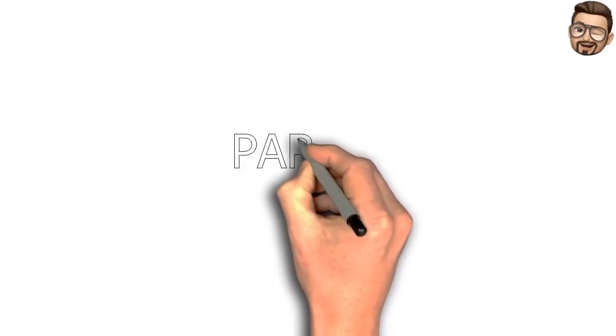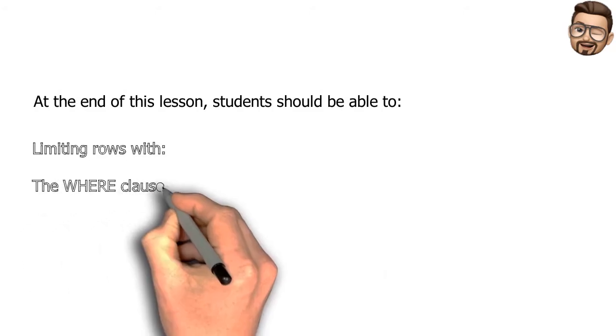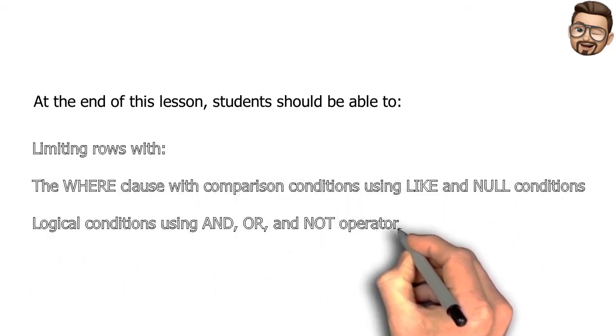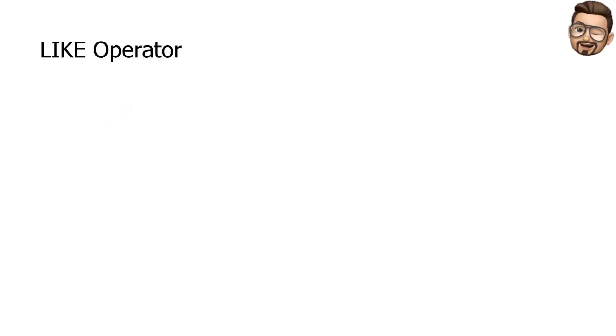At the end of this lesson, students should be able to limit rows with the WHERE clause using comparison conditions, using LIKE and NULL conditions, and logical conditions using AND, OR and NOT operators, and take a look at the rules of precedence for operators in an expression.